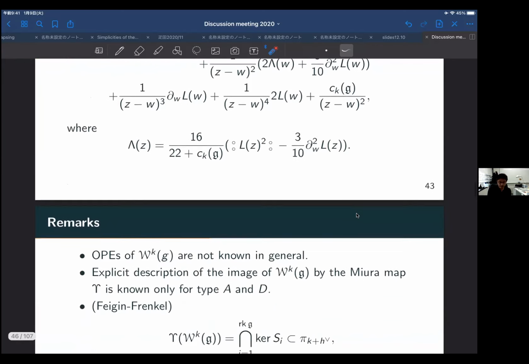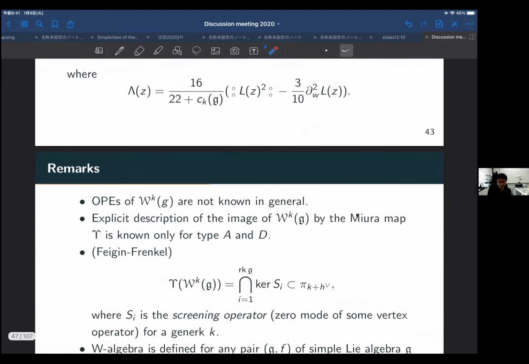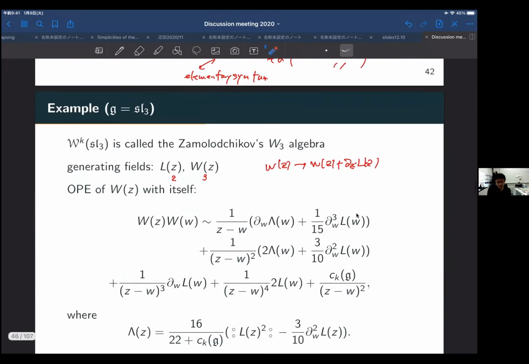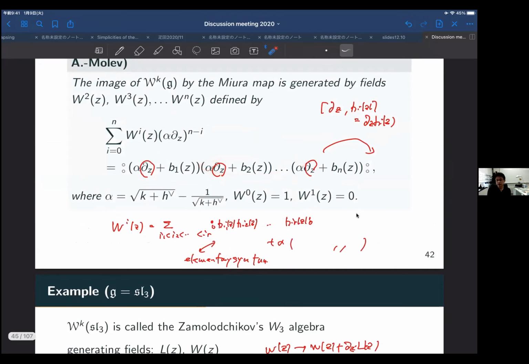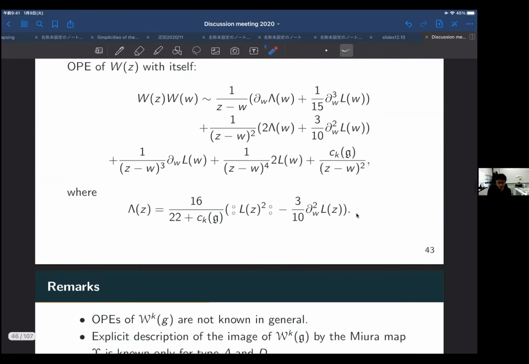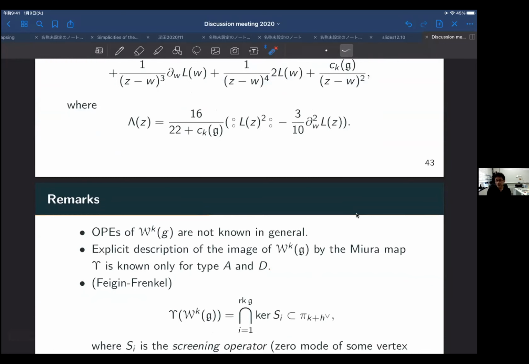Okay, so we have a nice presentation of generators. The OPEs of this W-algebra are not known in general, even for the type A case. So this means that there's no closed presentation for the commutation relations. And also, for type A, we have this nice presentation of the image of the Miura map. But for other types, except for type A, we don't have such a presentation at the moment.